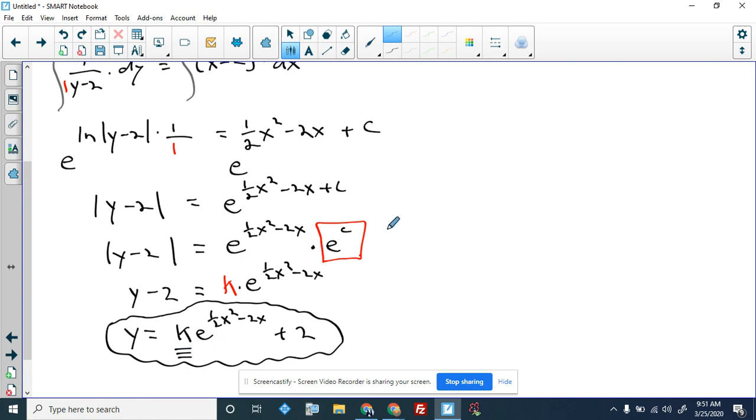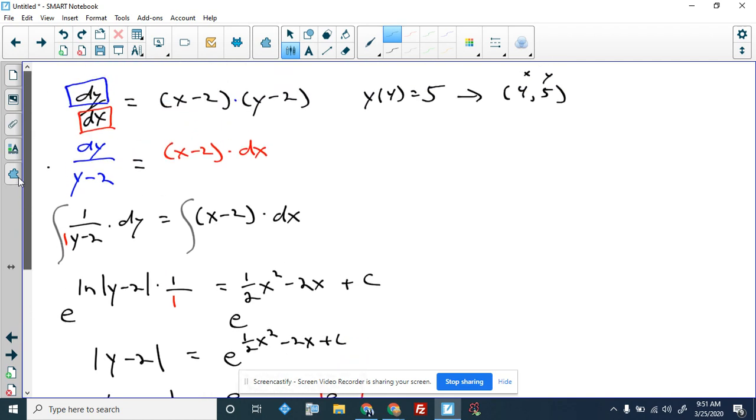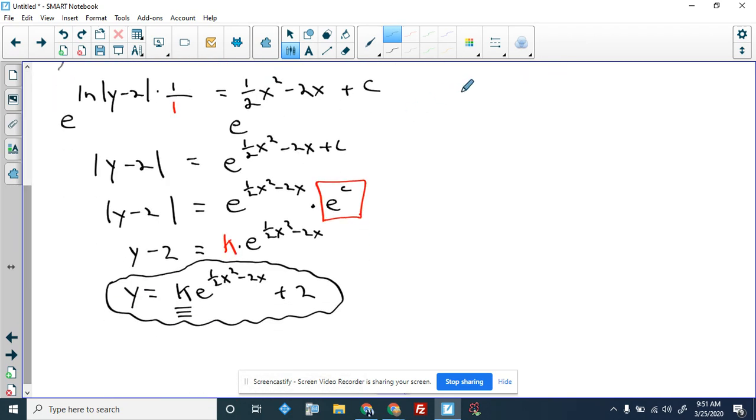All right. We were asked to solve an initial value problem, and that initial value problem had the initial value of y of 4 equals 5, right? So remember, y of 4 equals 5. So this is my x value. This is my y value. So I'm going to go ahead now and throw that in. So 5 goes in for y, k e to the 1/2 x squared, so 1/2 times 4 squared, minus 2 times 4. So let's see what happens here.